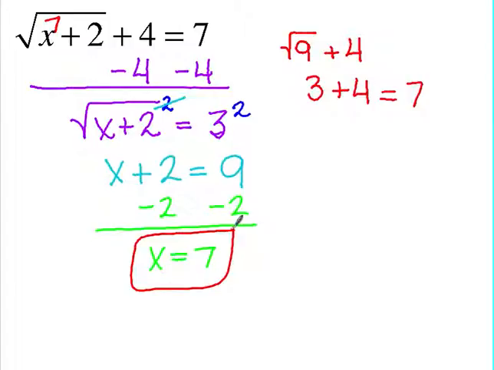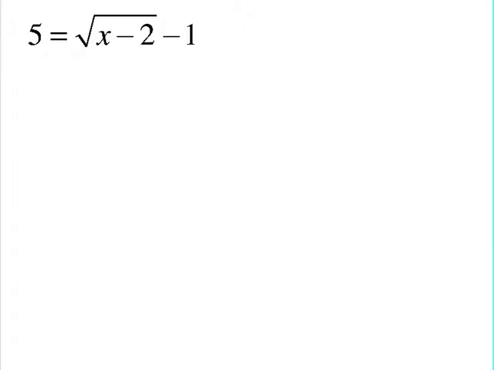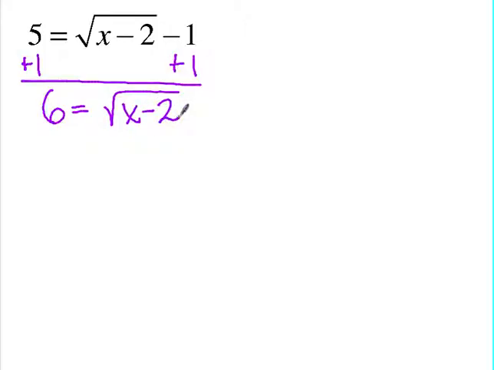Okay. Let's look at another one. 5 equals root x minus 2, minus 1. What do you do? Add 1 because you need to get the radical all by itself. So I get 6 to equal root x minus 2. What do you do now? Square it. On the left, what do you get? 36. On the right, what do you get? x minus 2. What do you do now? Add 2. So what do you get x to equal?